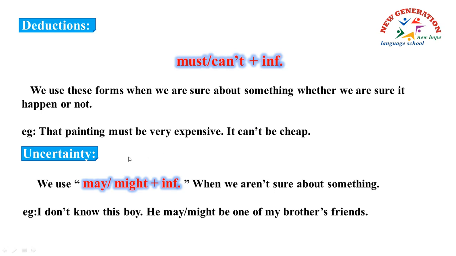For uncertainty, when we are not sure about what we say, we use may or might plus the infinitive form. Look at this example. I don't know this boy. He may be one of my brother's friends. He may be or he may not be one of my brother's friends. So I can use might instead of may to show low possibility.